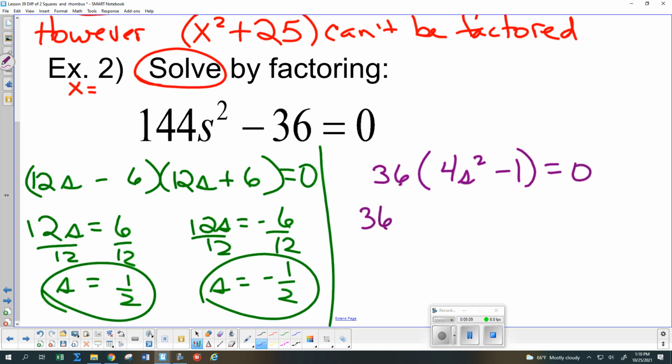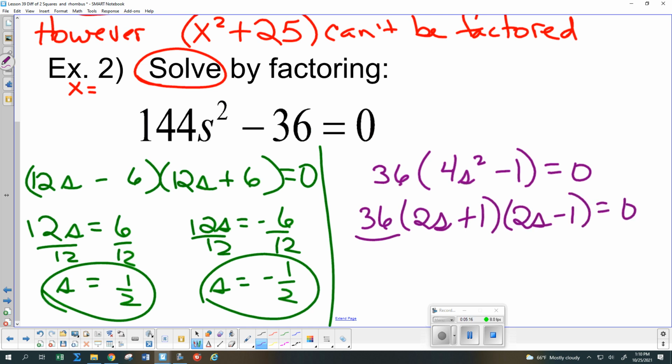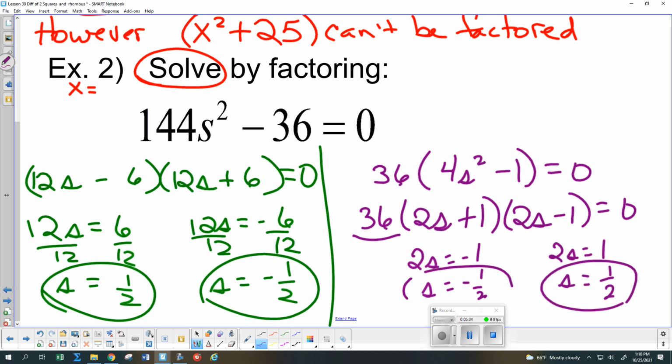So then I have 36 times 2s plus 1, 2s minus 1 equals 0. 36 equals 0 is nonsense. 2s plus 1 equals 0 means 2s is negative 1, so s is negative a half. 2s minus 1 equals 0 means 2s is plus 1, divide by 2, and s is a half, and I got the same answers that way. Questions from anybody on those two problems?